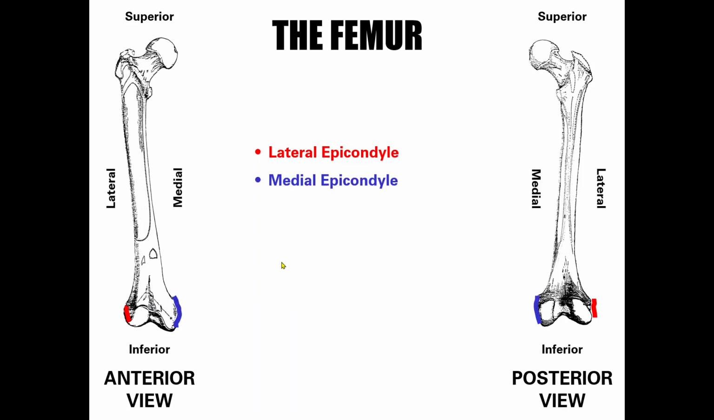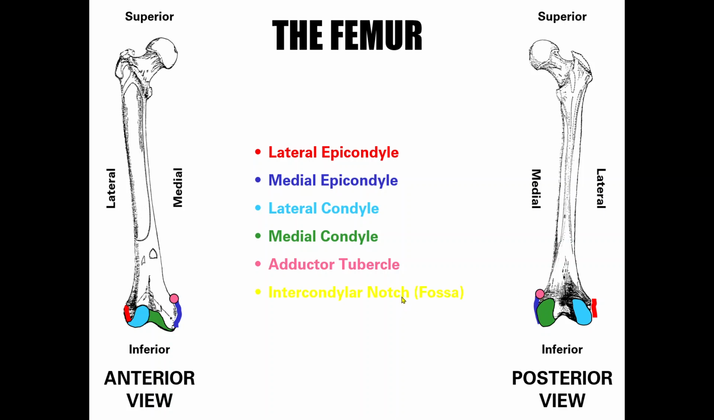You have the medial epicondyle, which is on the medial side. You have your lateral condyle, again on the lateral side. You can see it both anterior and posterior. You have your medial condyle, which is on the medial side. You have the adductor tubercle, which is on the medial side. So it's a little bump where the adductor muscles attach.